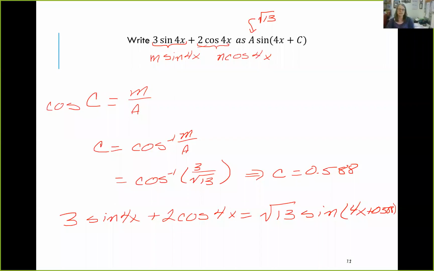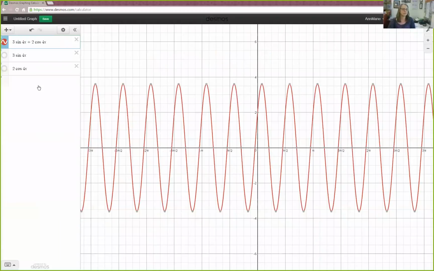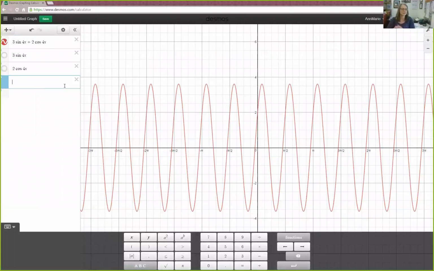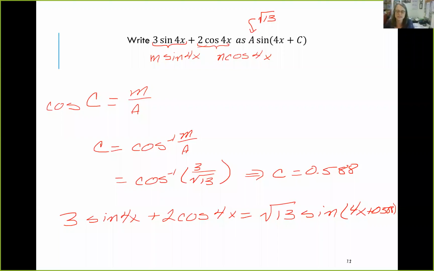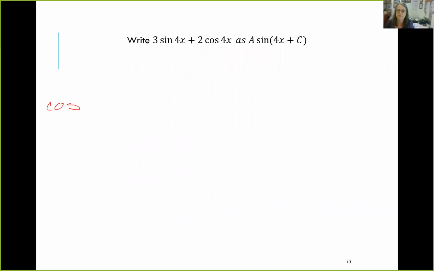Let's just check that. If I did all that right, then when I graph my proposed function on Desmos, it should line right up over the top of my sum. So the square root of 13 times the sine of 4x plus 0.588. Sure enough, it worked. So here are your steps. And again, these are in your textbook. Just be sure and follow these steps, and it will work out.